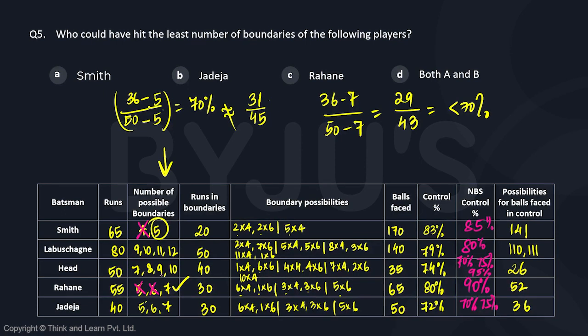So the least number of boundaries we can have is only going to be for Smith. So it's not going to be both A and B. It's only going to be Smith who can hit the least number of boundaries here. So the answer is going to be option A.